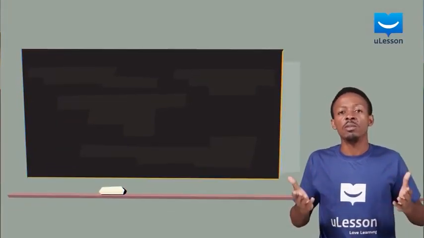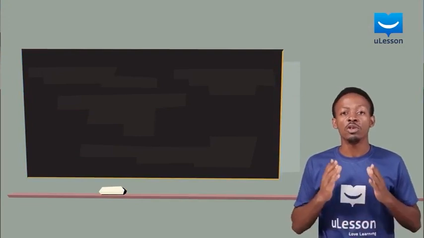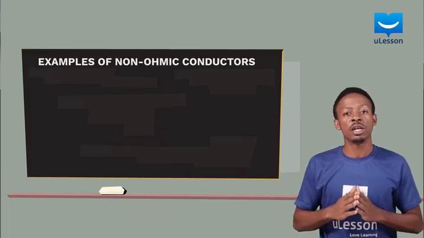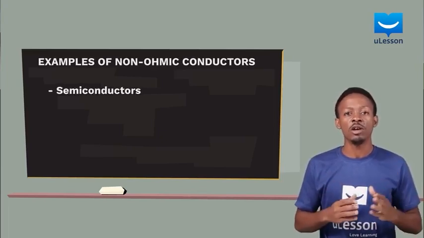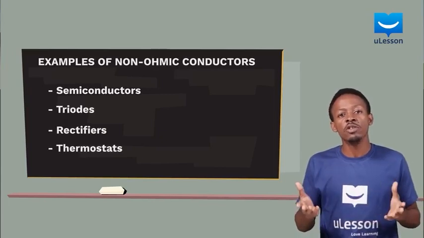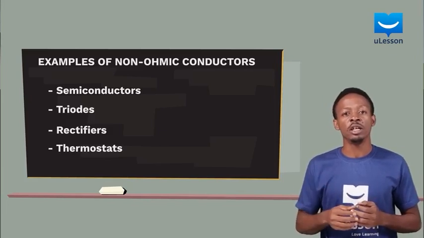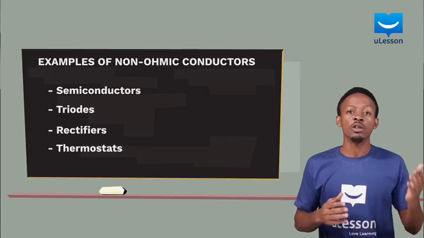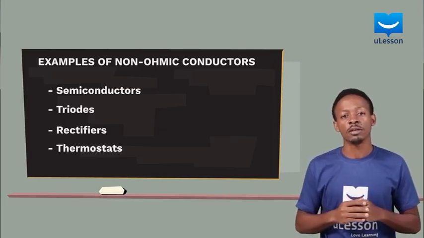Now note that some materials do not follow Ohm's law. Such materials are called non-ohmic conductors. Some of these materials include semiconductors like silicon and components such as triodes, rectifiers, and thermostats. These are useful in circuits, especially when we want to keep a steady voltage even when there is a change in current. Now, conductors that do follow Ohm's law are called ohmic conductors.